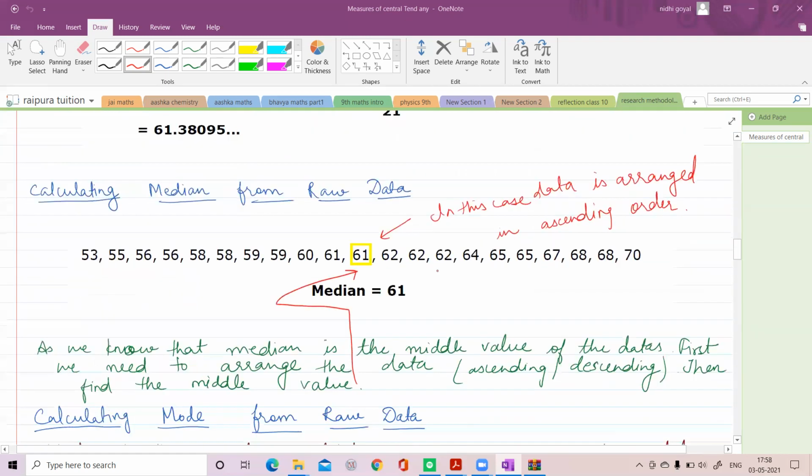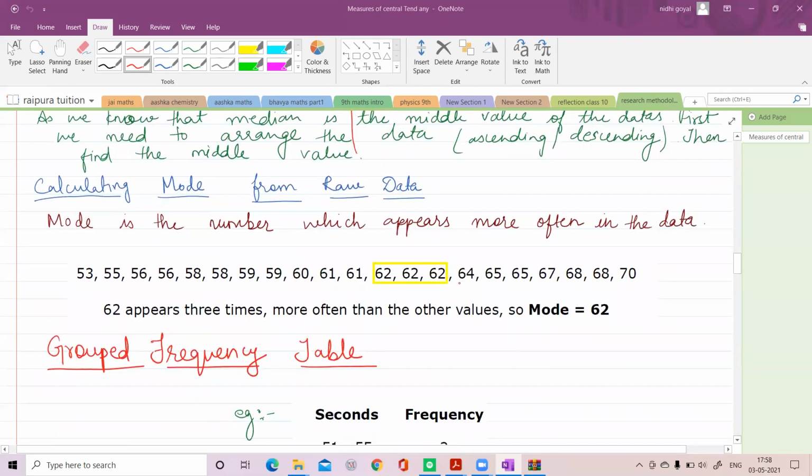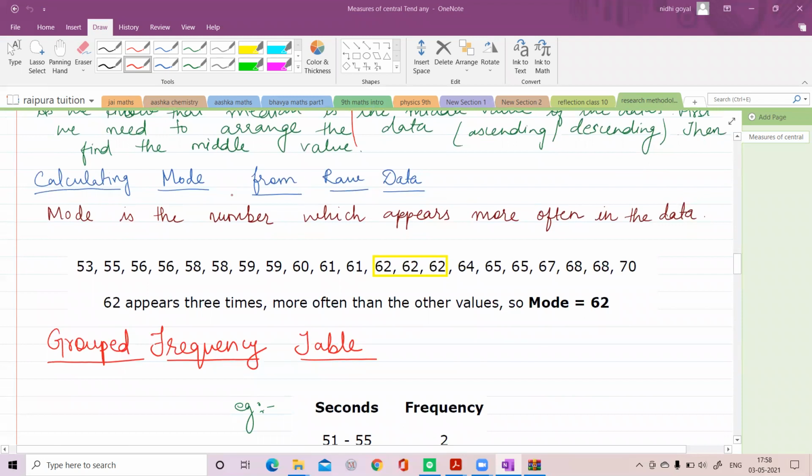Now calculating the median. If you have to calculate the median of any raw data, first we have to arrange that raw data in ascending or descending order, and basically the middle value of this data gives us the median value. Now this is about how we calculate the mode from raw data. Mode is a number which appears more often in our data. This is the given data, in raw form, and we have arranged it in ascending order. We can see here that 62 is occurring the maximum number of times, so 62 is our mode.